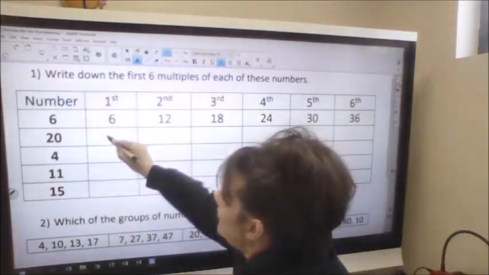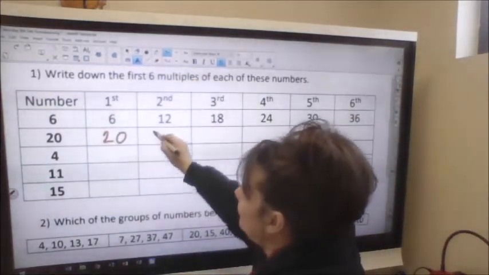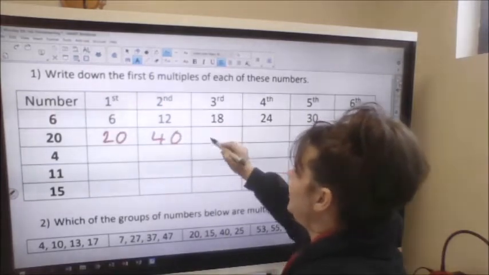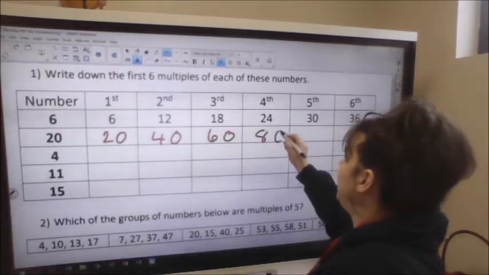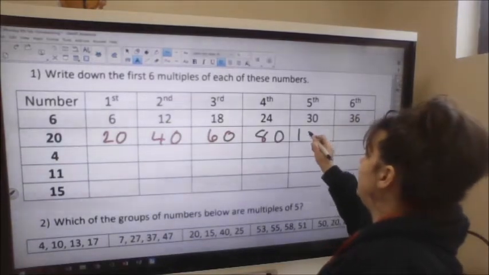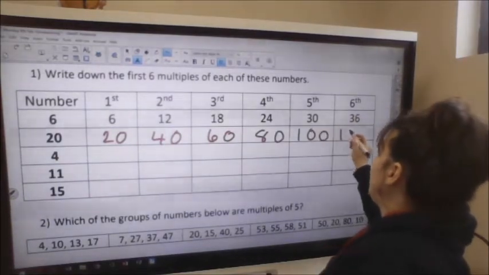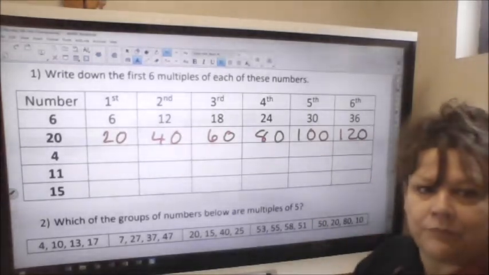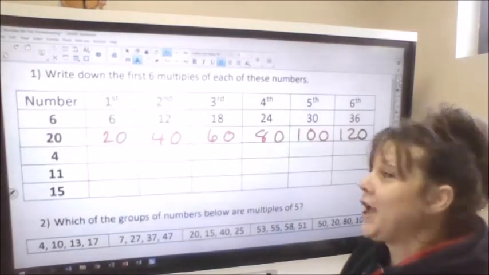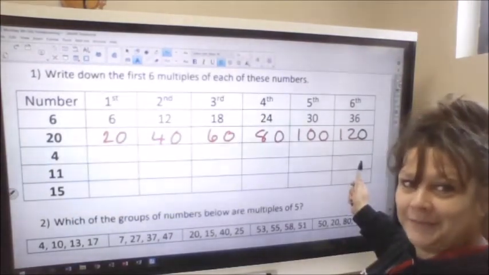So 1 times 20 is 20. 2 times 20 is 40. 3 times 20 is 60. 4 times 20 is 80. 5 times 20 is 100. And 6 times 20 is 120.